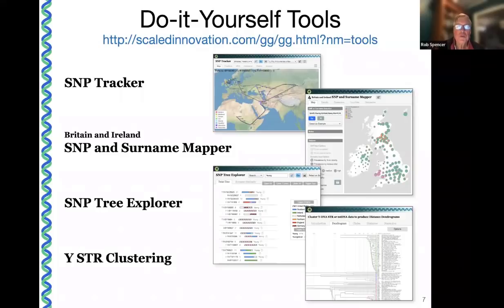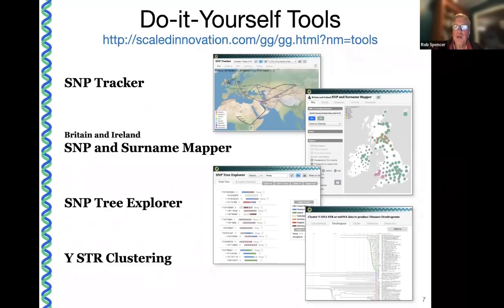And here are the tools that I have, which are reasonably popular. SNP Tracker allows you to see your paths. We'll have this at the end. We'll show some examples of that. It allows you to see your personal mitochondrial or yDNA out of Africa track, in many cases right down to the present day, which is kind of remarkable.